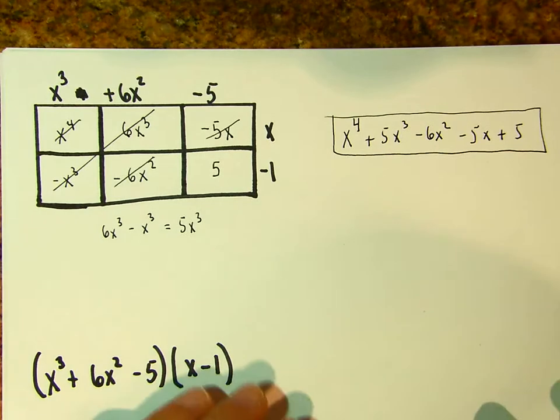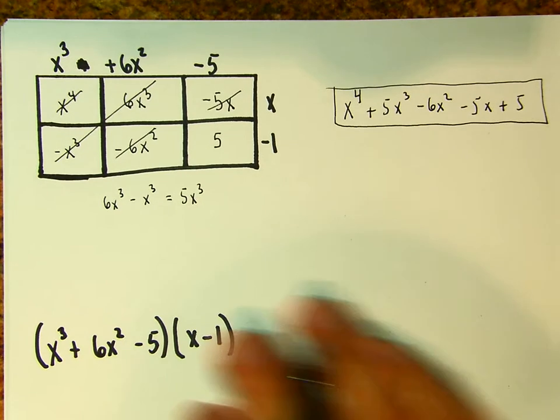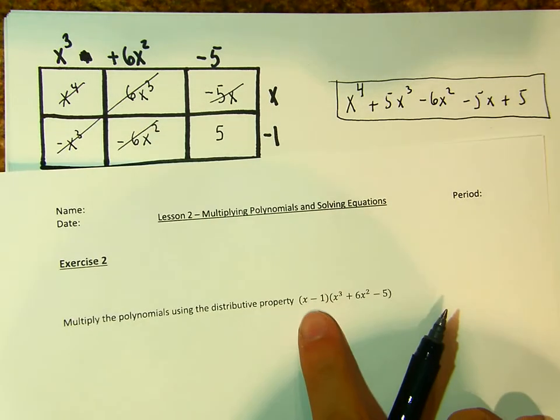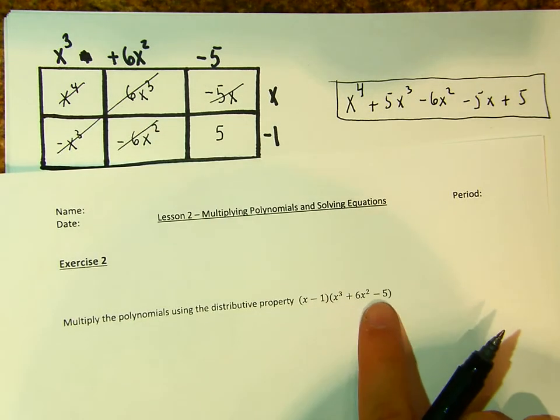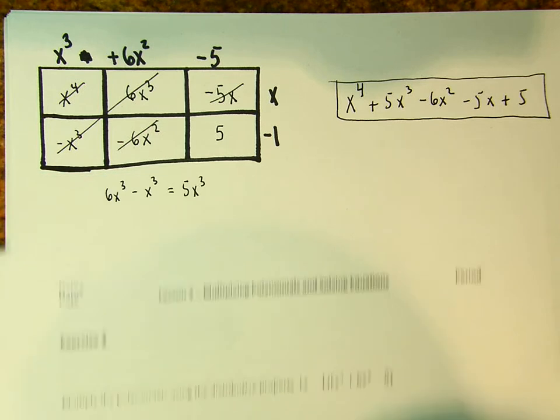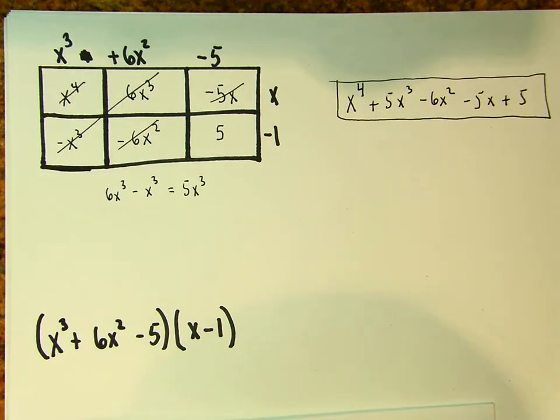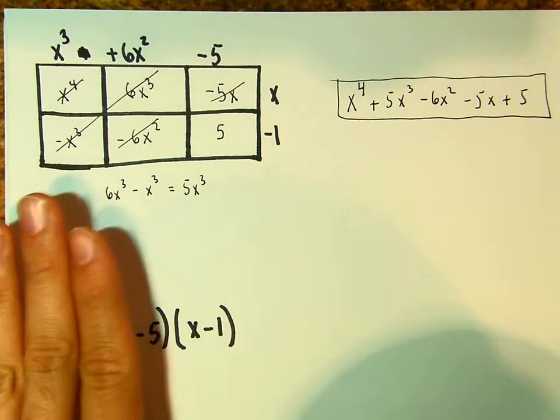Okay. So that was using the box method. Let's do the same thing using the distributive method. Now notice how the question does say x minus 1 times this x cubed plus 6x squared minus 5. So if you're thinking, oh, Mr. G, why did you switch the order? Notice that we're multiplying, right? We're multiplying this polynomial times this polynomial.